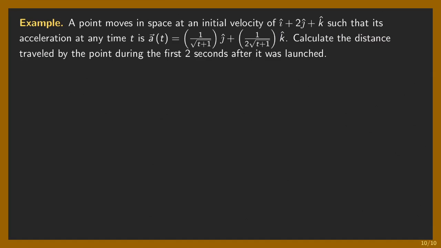So let's consider this example. This is the last slide for this lesson. A point moves in space at an initial velocity of i plus 2j plus k, such that it accelerates according to the equation a of t as shown. Calculate the distance traveled by the point during the first 2 seconds after it was launched.